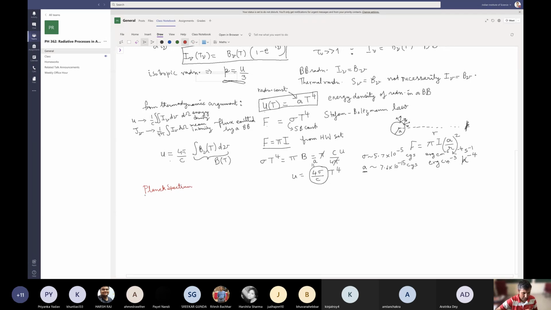The Planck spectrum, basically B nu T. We want to know how the specific intensity of a black body varies as a function of frequency. This we need to motivate now. Let me create a little more space.